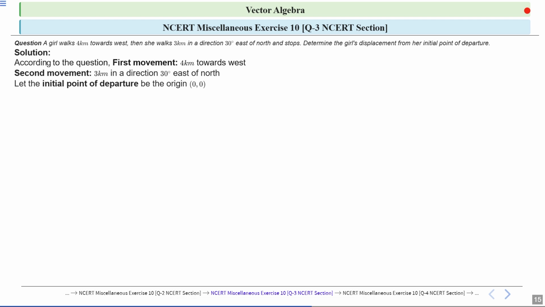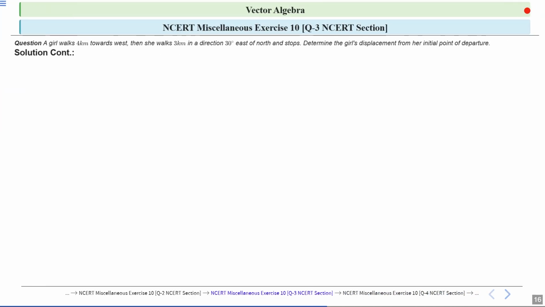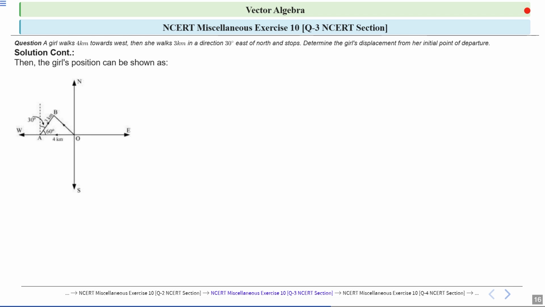Let the initial point of departure be the origin, which is (0, 0). Let the positive x axis represent east. Let the negative x axis represent west. Let the positive y axis represent north, and negative y axis represent south. Then the girl's position can be shown in the figure.